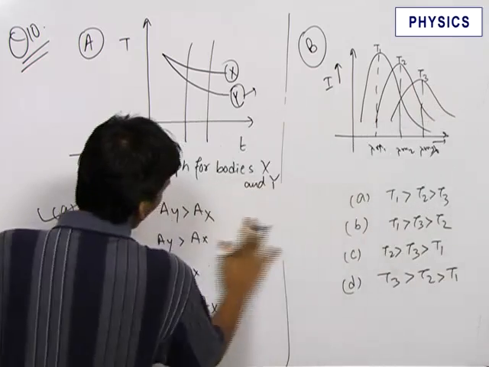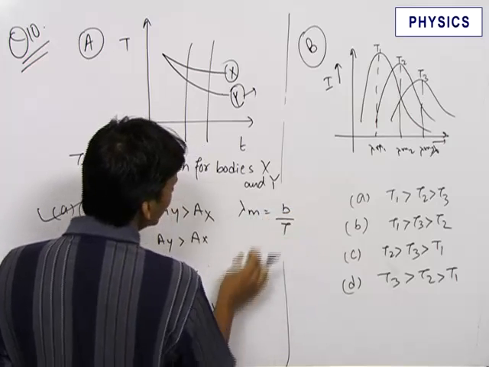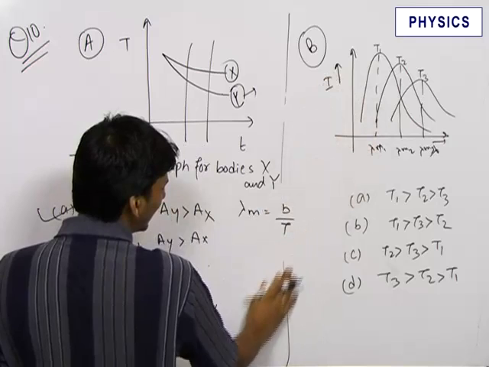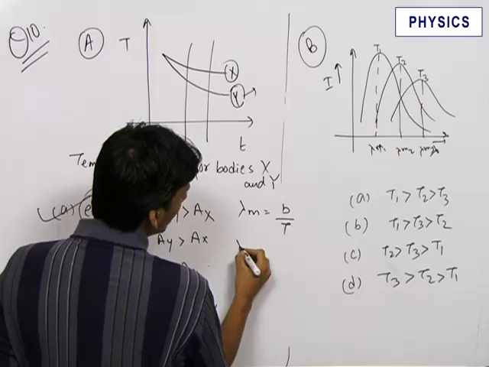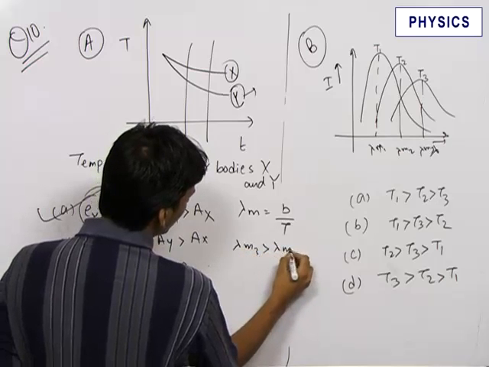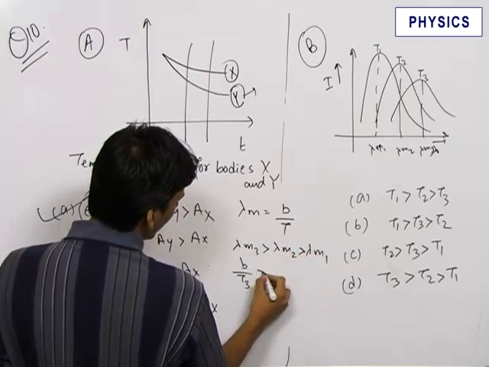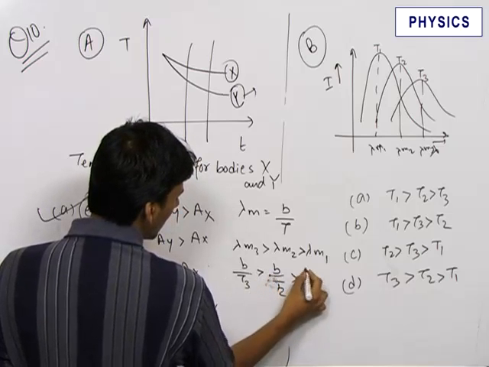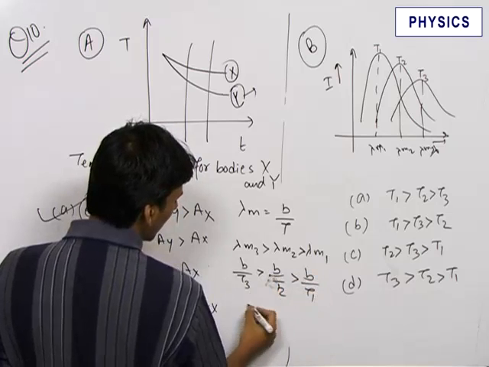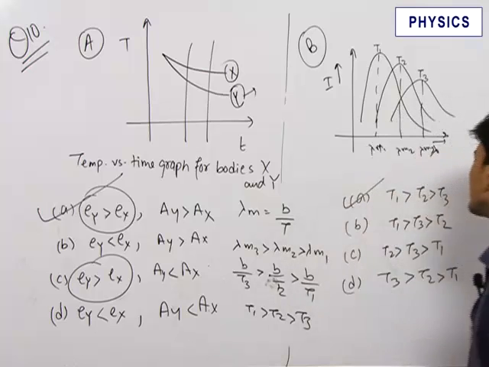By Wien's displacement law we know that lambda m is equal to b upon T, that is the wavelength with the maximum intensity is equal to b upon T, where b is a constant. Now we know that lambda m3 is greater than lambda m2 is greater than lambda m1. Therefore we can write that b upon T3 is greater than b upon T2 is greater than b upon T1. That means T1 is greater than T2 is greater than T3. Therefore our answer is option A, that is T1 is greater than T2 is greater than T3.